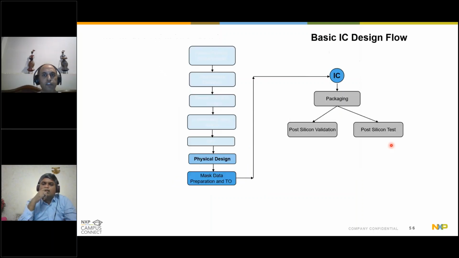After your DFT is done, next is physical design. Let's say you have done your functional RTL coding, you have added the test functionality to it, and you have verified your design for testability and functionality. Now you are ready to translate your RTL to a gate level netlist which can be taken into physical design. Now we have a few slides coming from here onwards which talk about the physical design process.